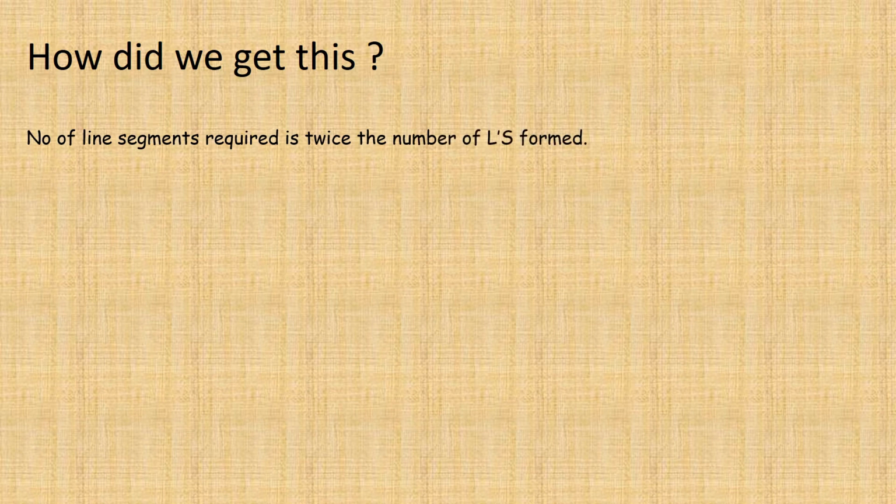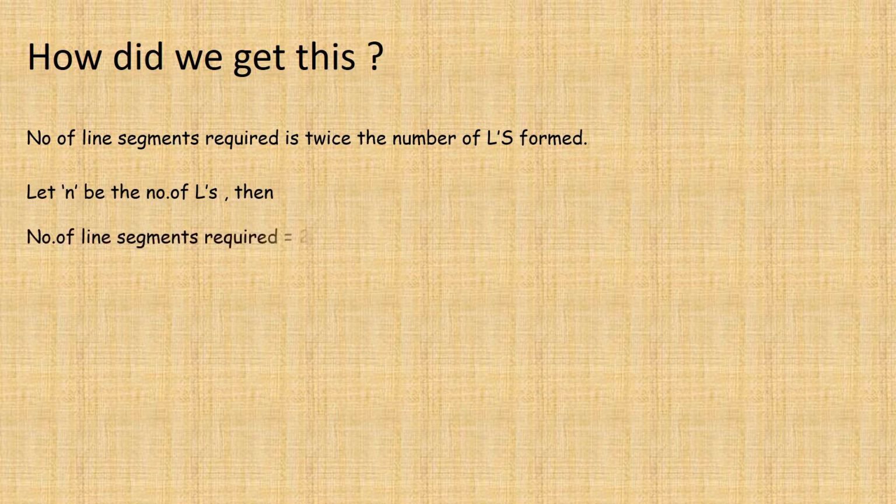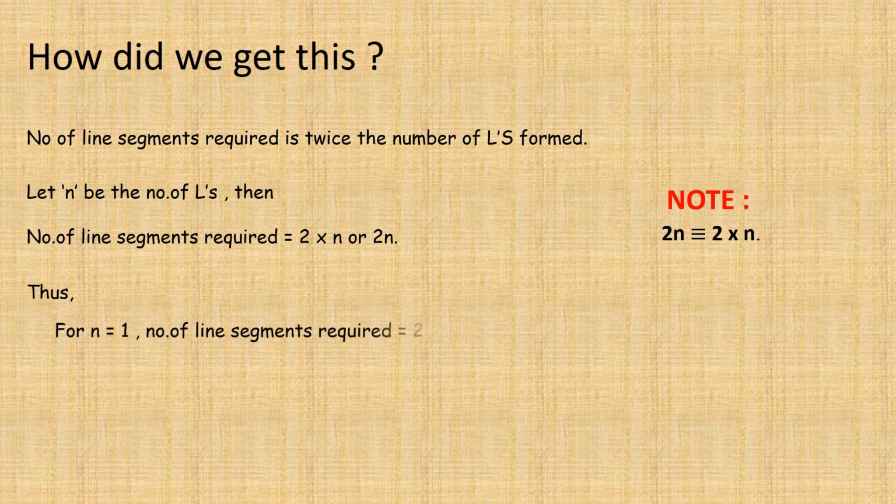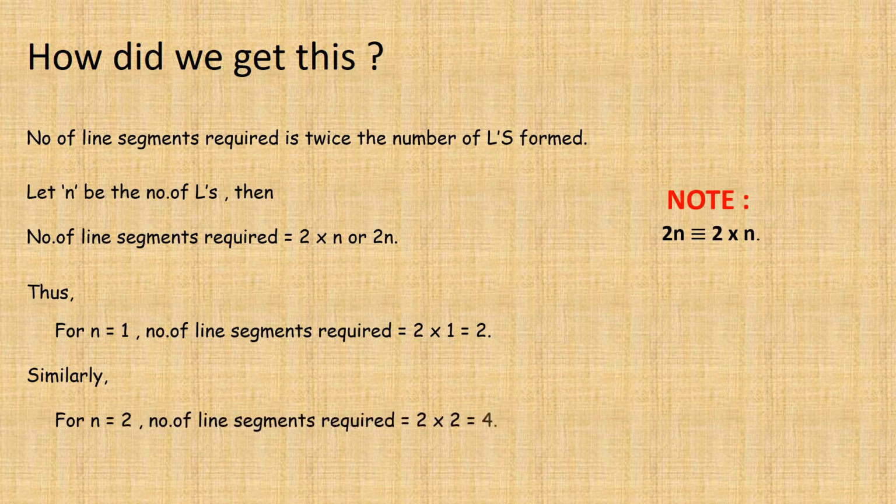Let us write letter n for the number of L's. Then the above statement can be written as number of line segments required is 2 multiplied by n, or 2n. Note that 2 multiplied by n is same as 2n. Thus, for n equal to 1, number of line segments required is 2 multiplied by 1, which is equal to 2. Similarly, for n equal to 2, it is 2 multiplied by 2, that is 4. For n equal to 3, it is 2 multiplied by 3, that is 6, and so on.